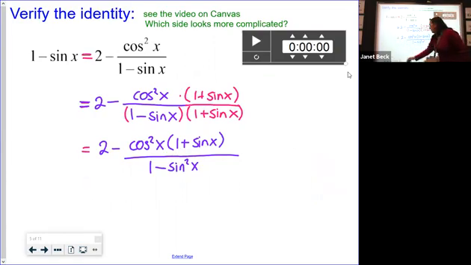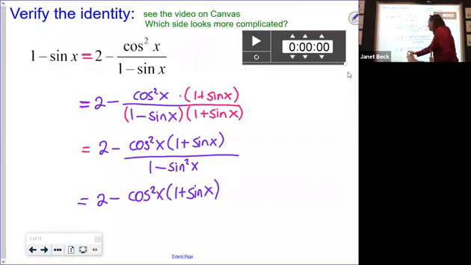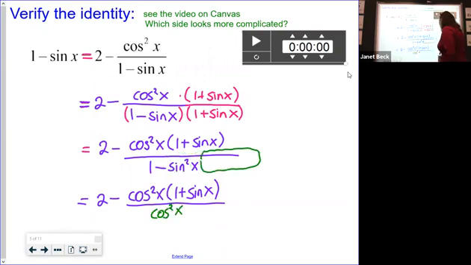Okay? Now, this gives me 2 minus cos squared x over 1 plus sine x. Remember, the fraction bar line just starts there, not under the 2. And in its place, I'm writing cos squared x.